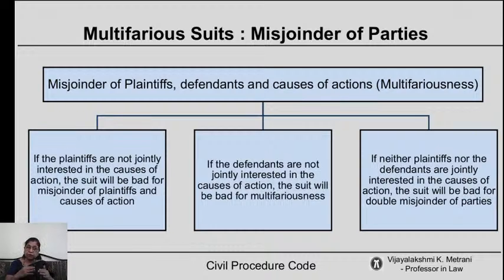Now, when we say that you can join parties, order 1 says you can join parties, but on what grounds we can join the parties, that is discussed in order 2. In order 2 we speak about the cause of action. So the cause of action, when it is the same, then there is no question about it. If the causes of action are different, then these three things are there. How can misjoinder be caused? If the plaintiffs are not jointly interested in the causes of action, the suit will be bad for misjoinder of parties and causes of action.